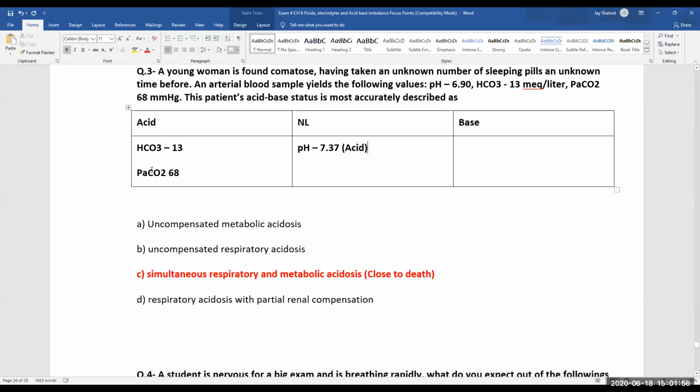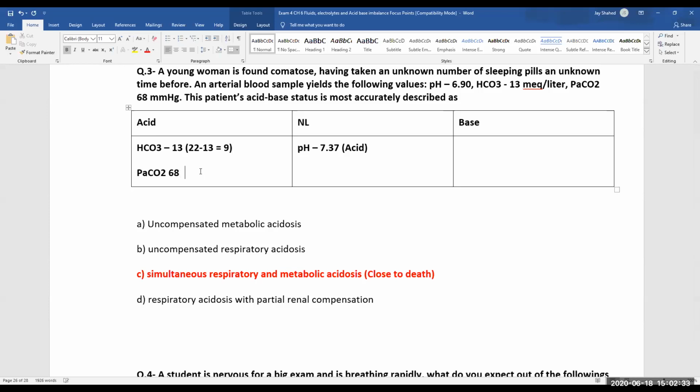It's more towards acid, so it's acidosis. You have a low bicarb. So is it metabolic or respiratory? Say it's respiratory because of the difference between the normal value and the acidic value. So which one is higher? What's the lowest range on HCO3? 22. 22 minus 13 is what? 9. Can you do math?